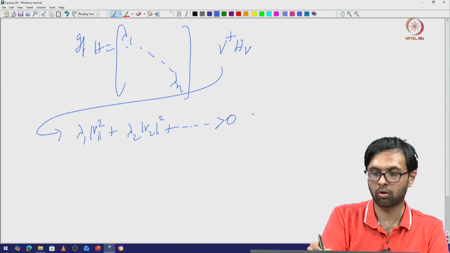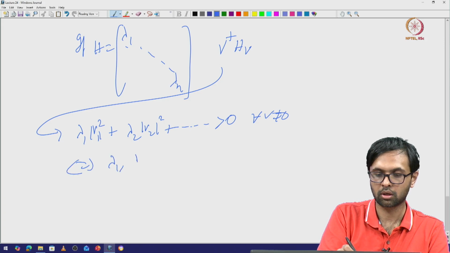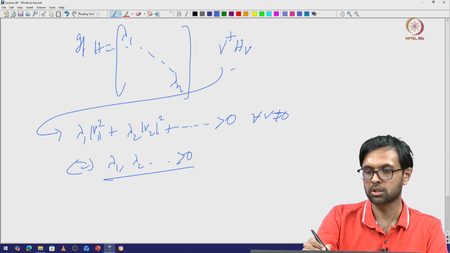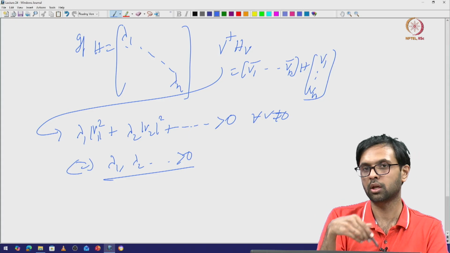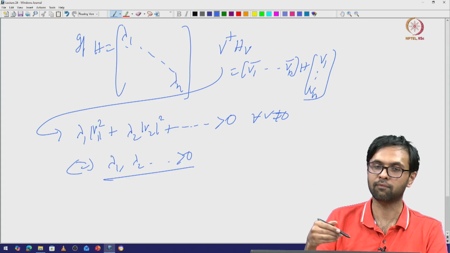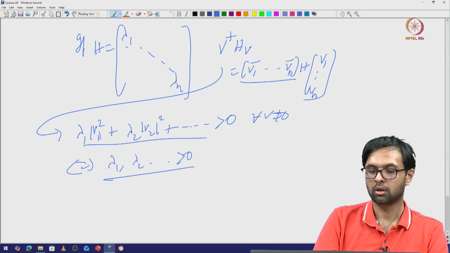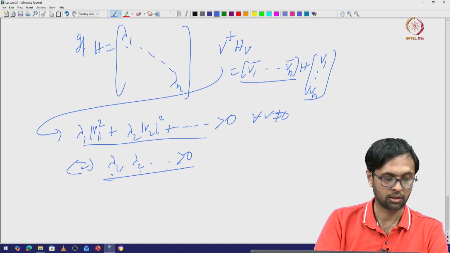This is 0 for all V non-zero if and only if all these are strictly positive, right? Why? This is simply V1 bar, so on, it will be H times V1 to Vn. So you can just multiply H with V and you get lambda 1 V1 so on to lambda n Vn, and then you multiply it with this row vector to get this, right? So this is strictly positive if and only if each of these eigenvalues are positive. I mean, it's easy to verify this, right?